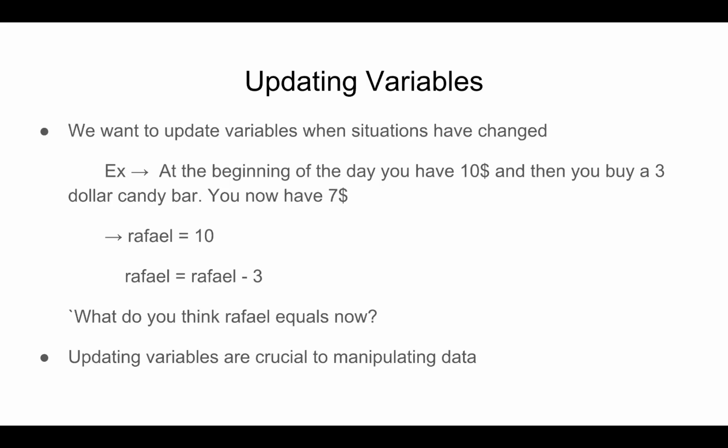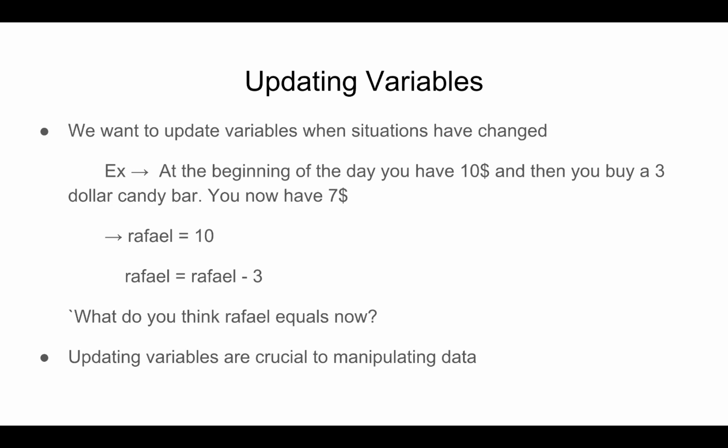Let's get into updating variables. We want to update variables when situations have changed. For example, at the beginning of the day, if you wanted to keep track of your money, let's say you started with $10, and then you buy a $3 candy bar. You now have $7. How would we write this in code?